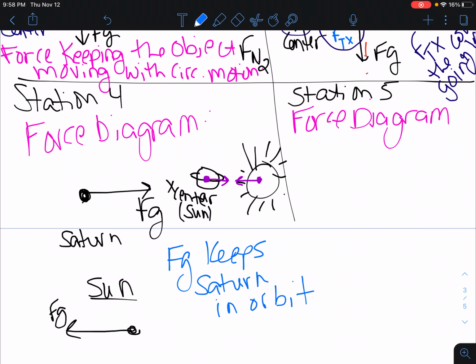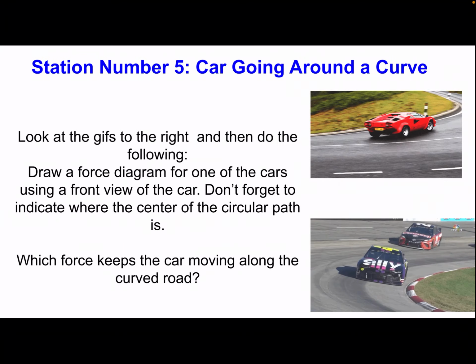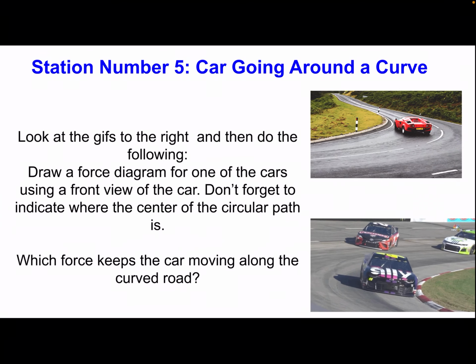We call that an orbit, okay? That path that Saturn is following. All right, let's do number 5, last but not least. Oops, and I went the wrong way.